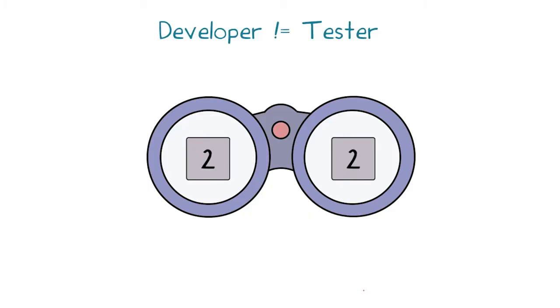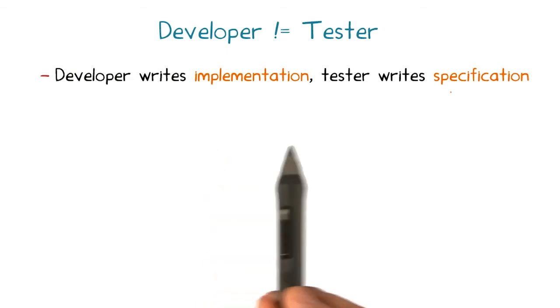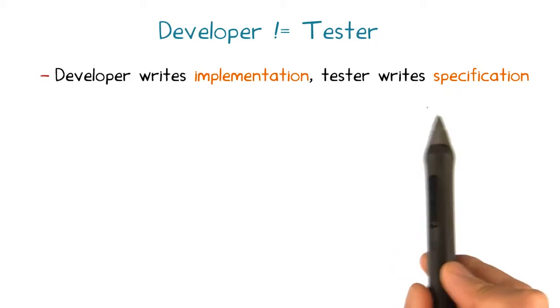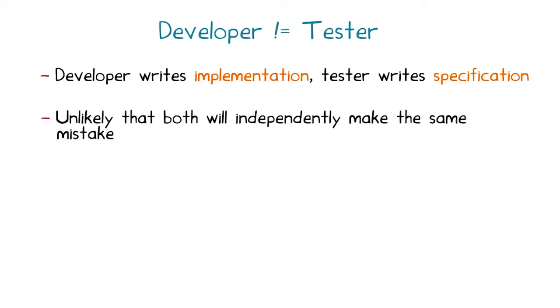The second observation from the scenario we saw was that the developer and the tester were independent. The developer writes the program implementation, that is, what the program actually does, while the tester writes a program specification, that is, a facet of what the program is expected to do. Since the two parties are independent, it is less likely that both will make the same mistake. That is, the developer will commit a bug in the program's implementation, and the tester will affirm the same bug in the specification. It is due to this independence that consistency checking makes sense.